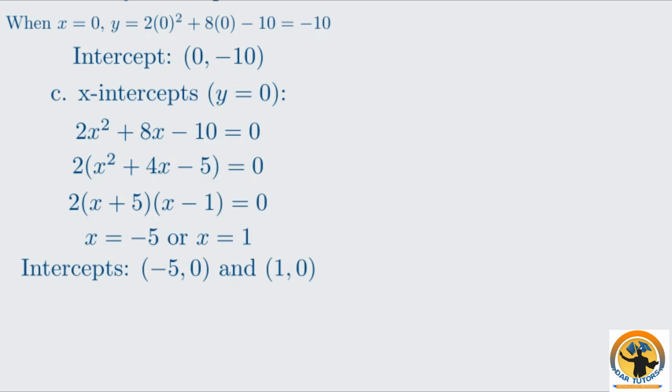Setting each factor to 0 gives us x equals negative 5 or x equals 1. The x-intercepts are at (-5, 0) and (1, 0). We now have all the pieces to draw an accurate sketch.